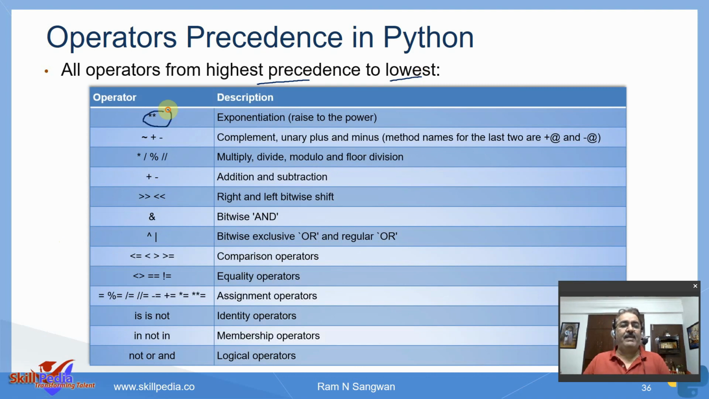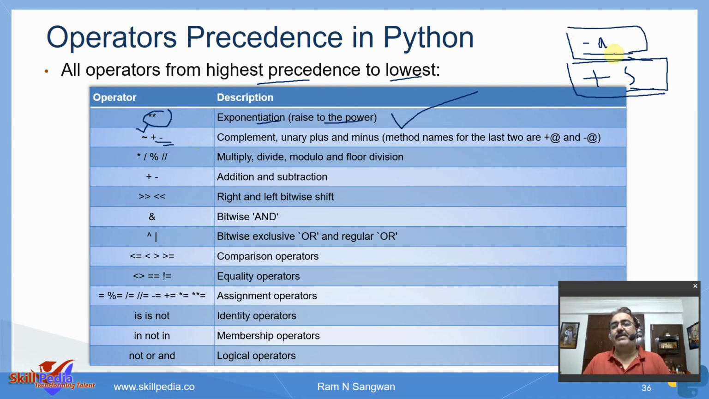Double star, that is exponential, will be given the highest priority, resolved first. Then unary operators. These are all unary: complement, plus and minus, unary plus, unary minus. Unary means using a single value, like minus of A, that is unary, plus 5, that is unary. Unary means needing a single operand. So plus and minus can be used as unary operators also, meaning with a single operand.